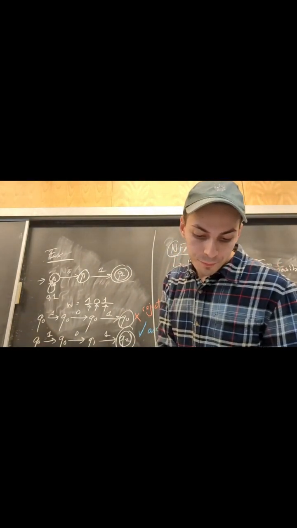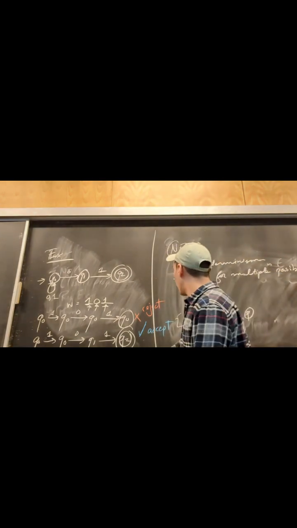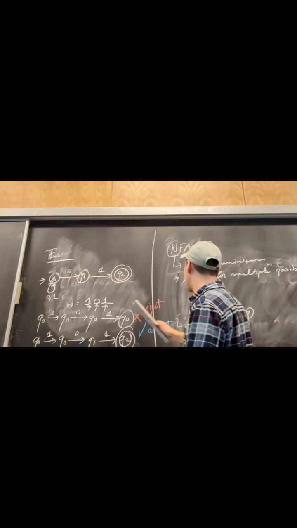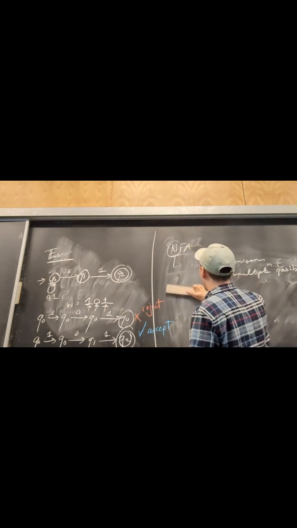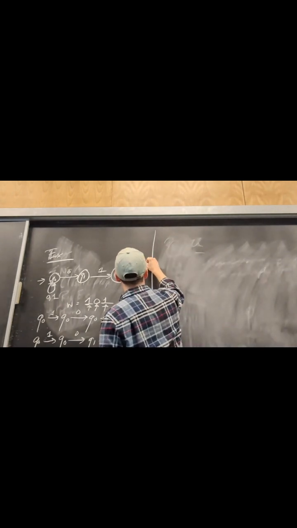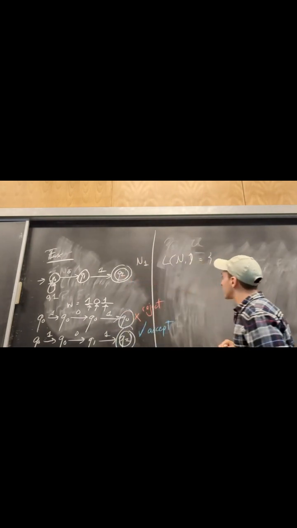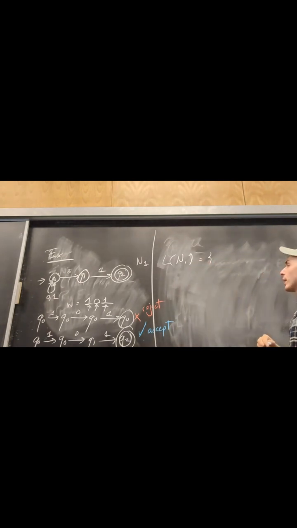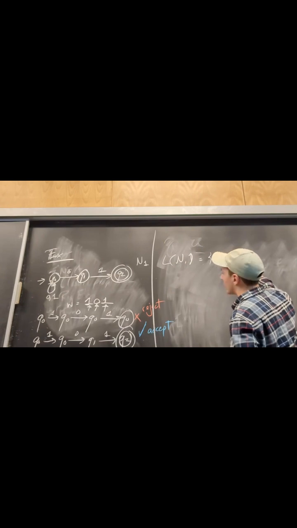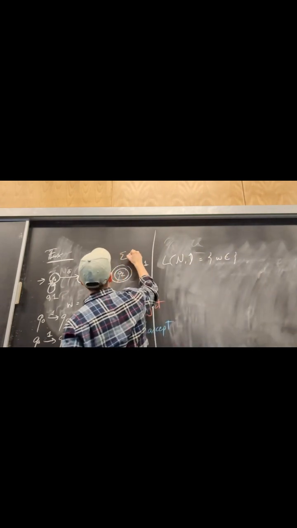Now, can anyone tell me what this NFA ends up accepting in terms of a language? Because it's a similar idea to DFAs. The language accepted by a DFA is the set of all strings that lead the DFA to one of its accept states. So if this is N1, then L of N1 is the set of strings accepted by N1. So this is W in the alphabet, let's say 0, 1.